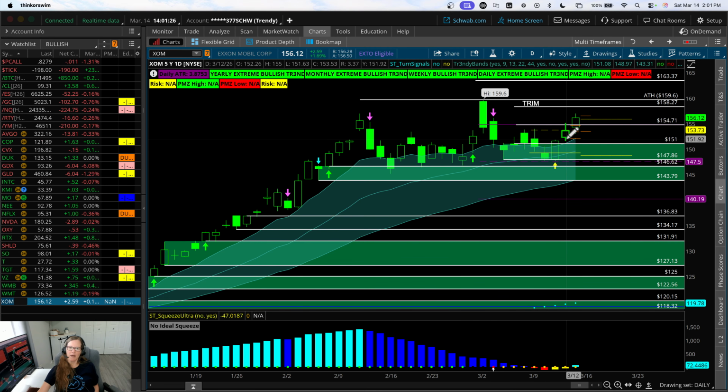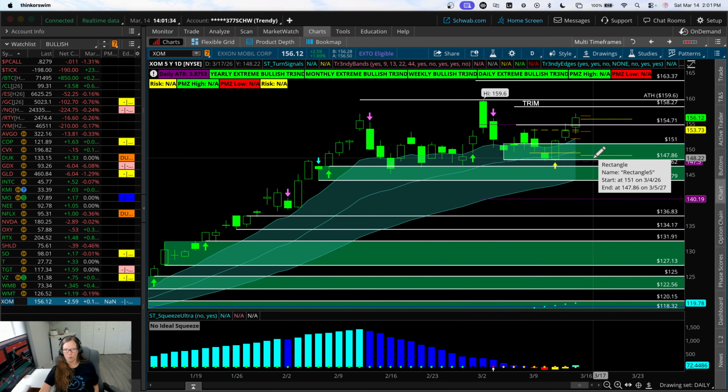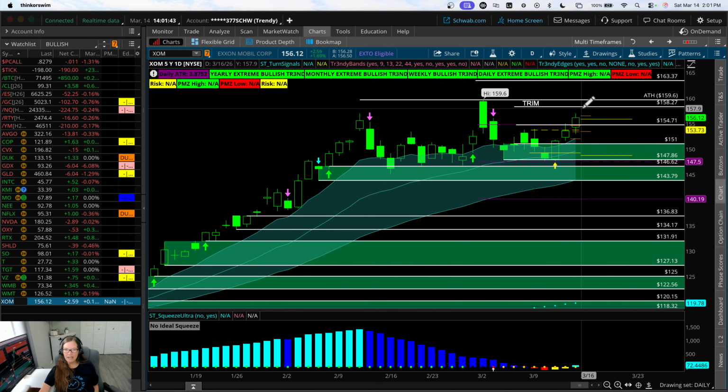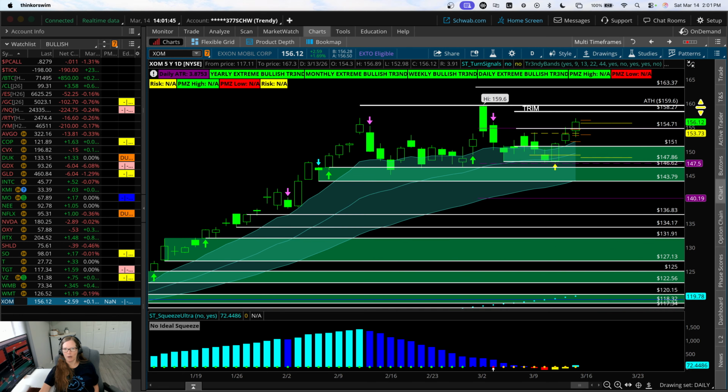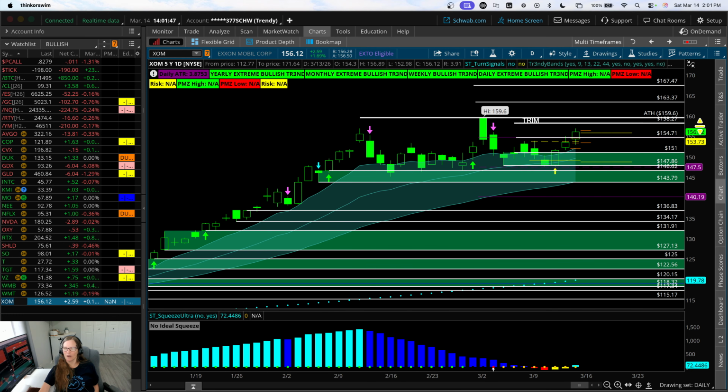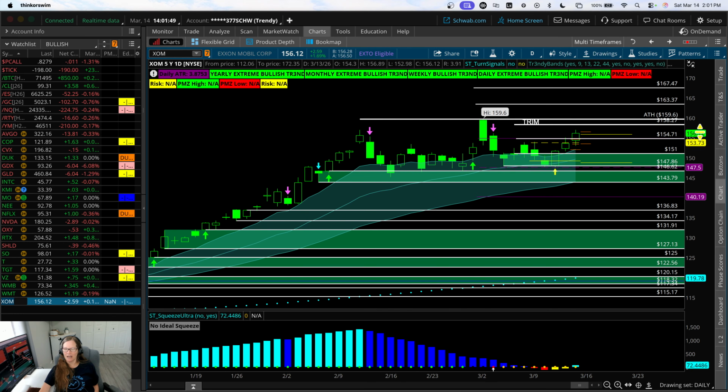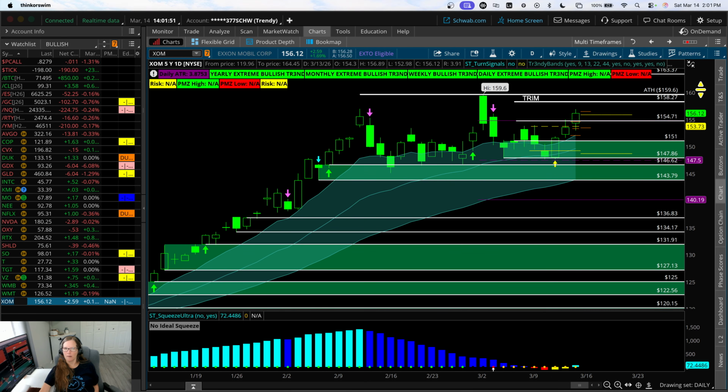All right. The ExxonMobil buy-the-dip zone that worked very, very well last week, just like the Chevron one, is 151 to 147.86, trimming at 154.71, again at 158 to let's just say 160, and then extension targets above.